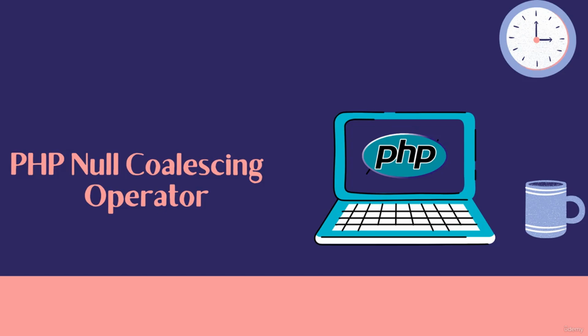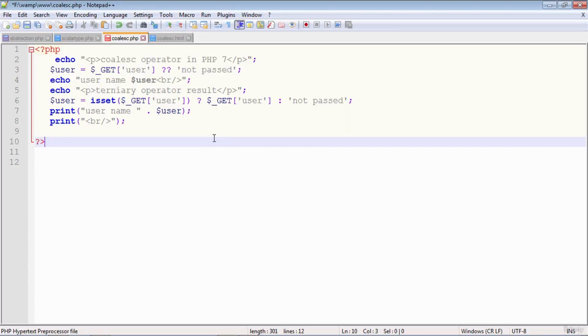In this video, we shall see another new feature of PHP 7 called the null coalescing operator. So another new feature of PHP 7 is this coalescing operator, which we will now put into practical use. What this operator does is verify whether a particular variable is set or not. This double question mark is called the coalescing operator.